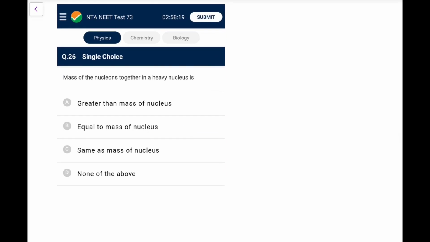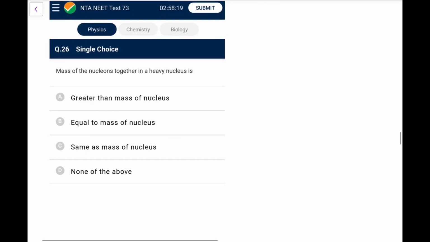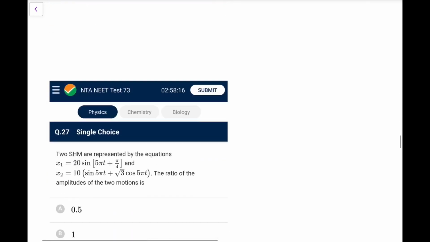Next, the mass of the nucleons together in a heavy nucleus is greater than the mass of the nucleus. Yes, definitely, in every nucleus, because the stability factor comes from this, because the mass is shed out, so it is greater than the mass of a nucleus.